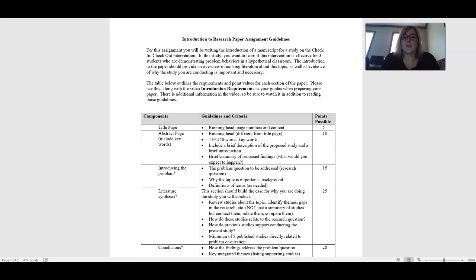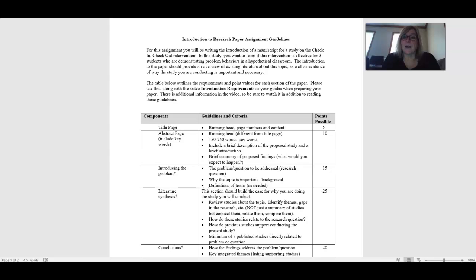The first thing is that you'll need to identify a title for your paper. There are specific guidelines for what should be included in the title that are outlined in the APA manual. Make sure you take a look at that and follow those guidelines.